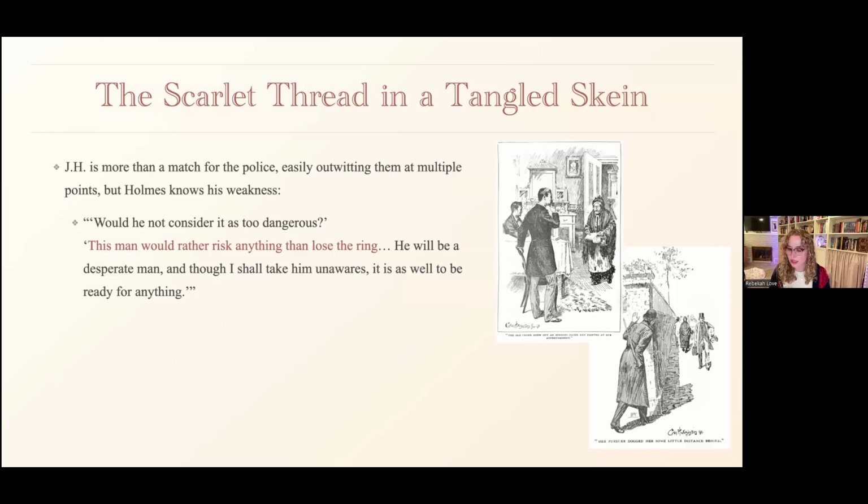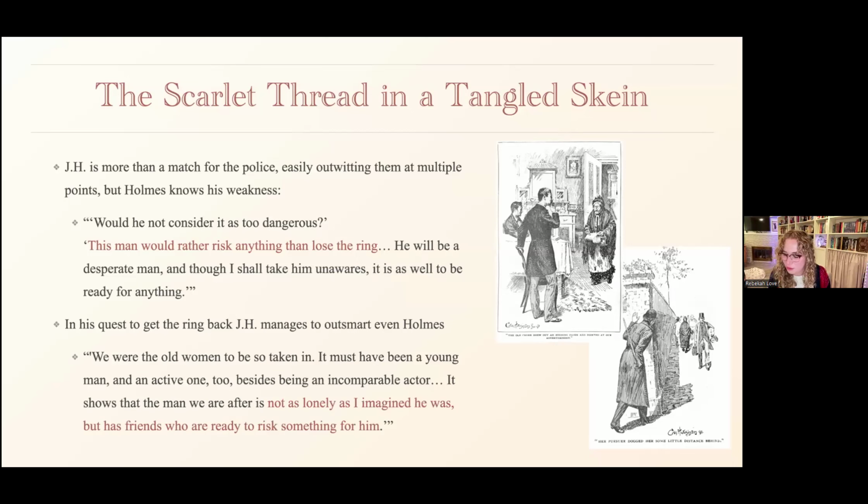Holmes puts out an advertisement looking for the ring, or saying that he has found the ring, assuming J.H. will arrive to claim it, but is surprised when an old woman comes instead. Holmes failed to account for the fact that J.H. has a friend who is so devoted that he too will risk anything, and it was this friend who came in disguise and successfully made off with the ring.